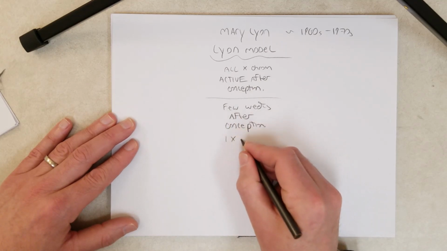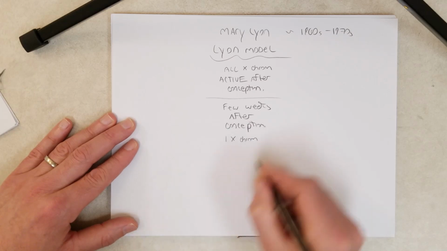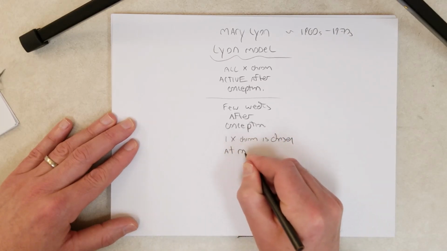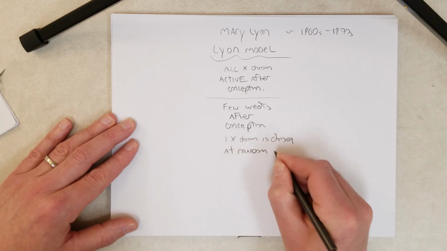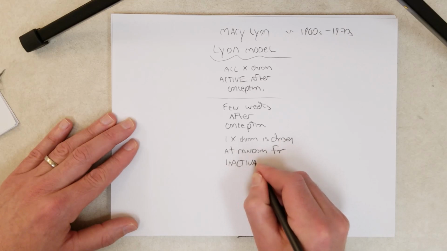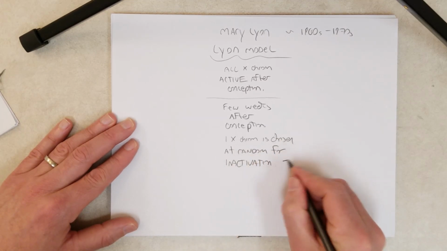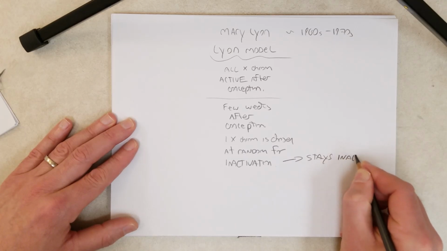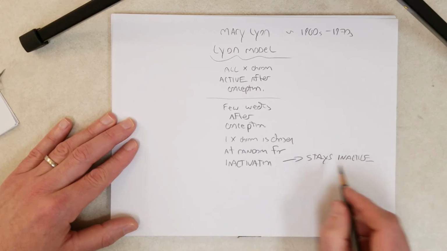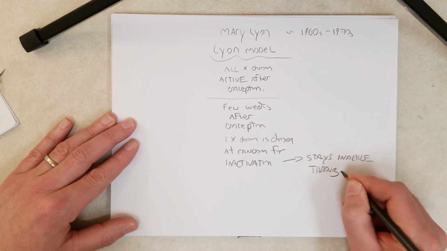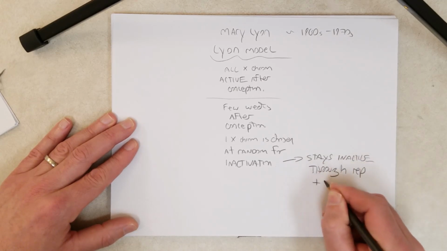one X chromosome is chosen at random for inactivation, and it stays inactive. That same X chromosome stays inactive through replication and cell division.